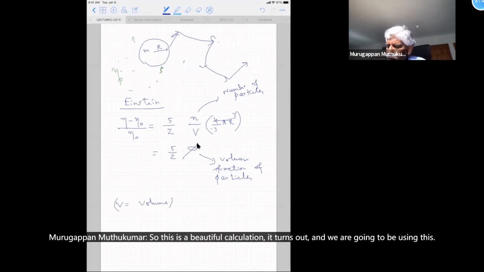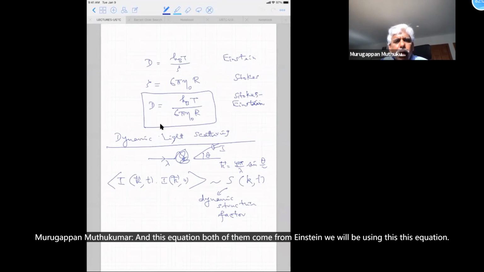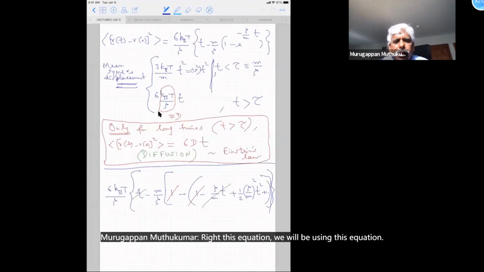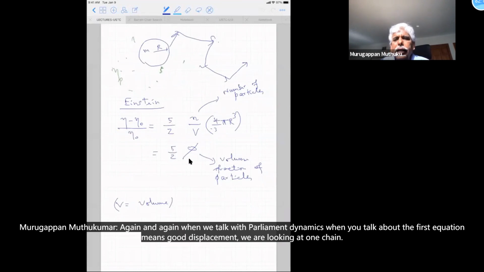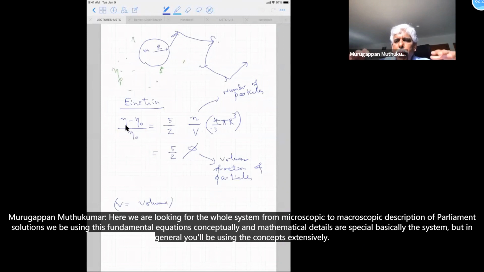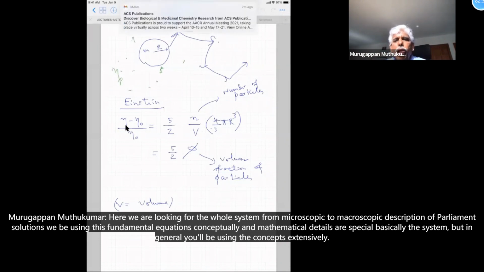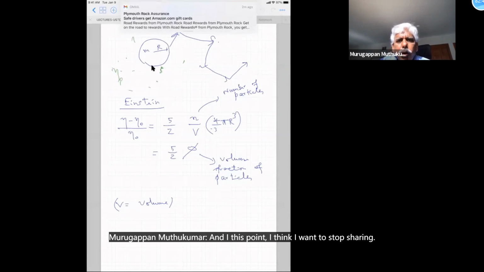Okay. So this is a beautiful calculation, and we are going to be using this equation and this equation, both of which come from Einstein, again and again when we talk about polymer dynamics. When we talk about the first equation, mean square displacement, we are looking at one chain. Here we are looking at the whole system, from microscopic to macroscopic description of polymer solutions. We'll be using these fundamental equations conceptually. The mathematical details are specific to the system, but in general, we'll be using the concepts extensively. And at this point, I think I want to stop sharing.